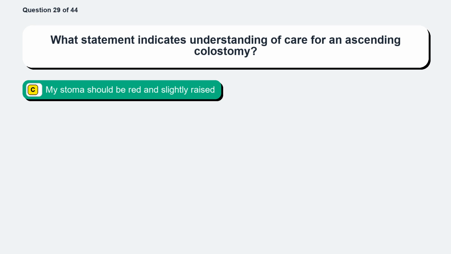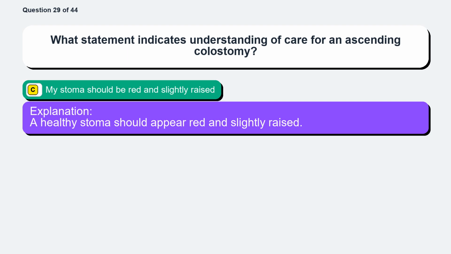The correct answer is option C, my stoma should be red and slightly raised. A healthy stoma should appear red and slightly raised.